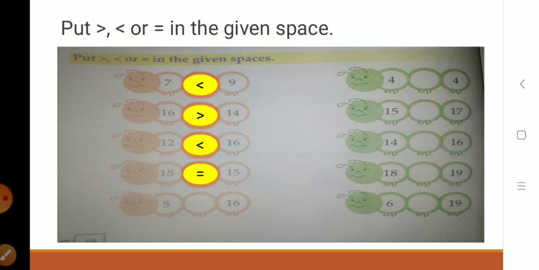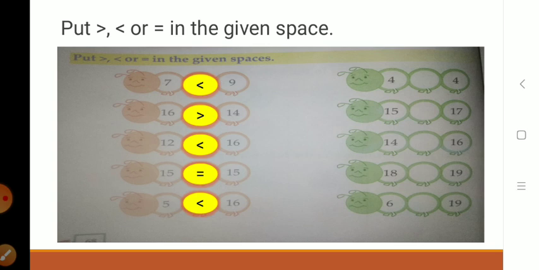So the number 5 is only a one digit number and 16 is a two digit number. What is the rule? Do you remember? A one digit number is always smaller than a two digit number, or a two digit number is always greater than a one digit number. So 16 is the greater number and 5 is the smaller number. Put the open side on the greater number and the close side on the smaller number. 5 is smaller than 16. How will you read it? 5 is smaller than 16.